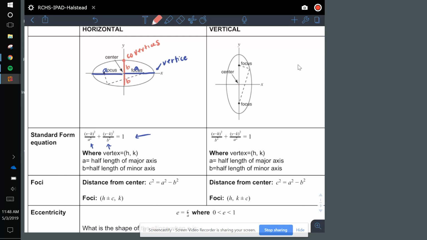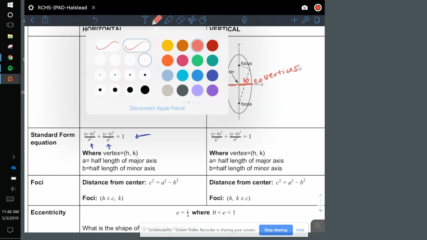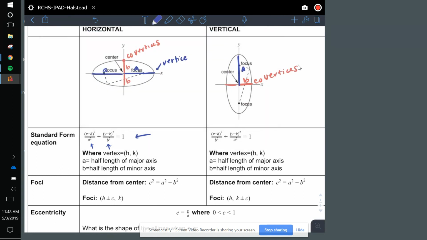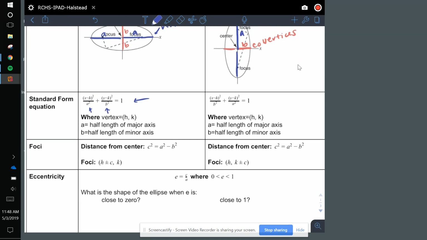Okay, and again, B would be horizontal in a vertical ellipse, so co-vertices, and A extends out to the vertices. This should be a review from your Desmos, okay? So write these things down.